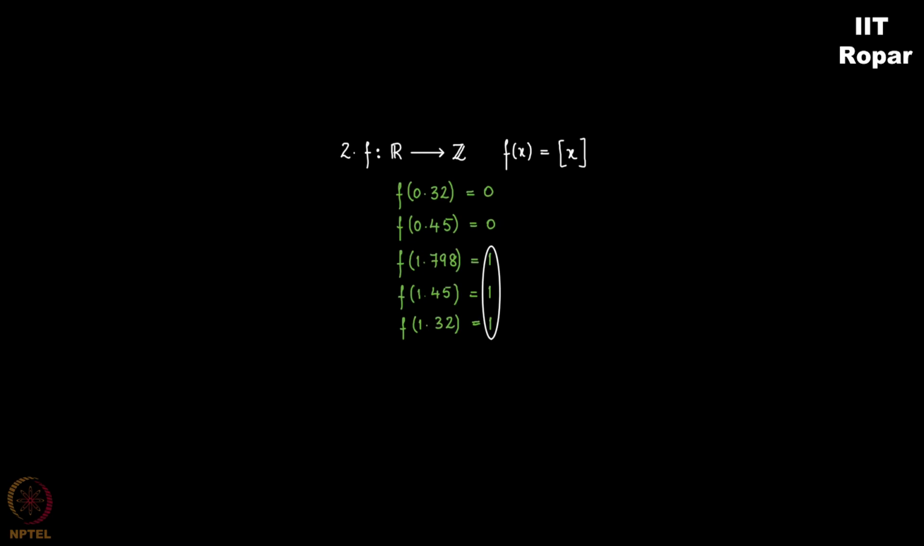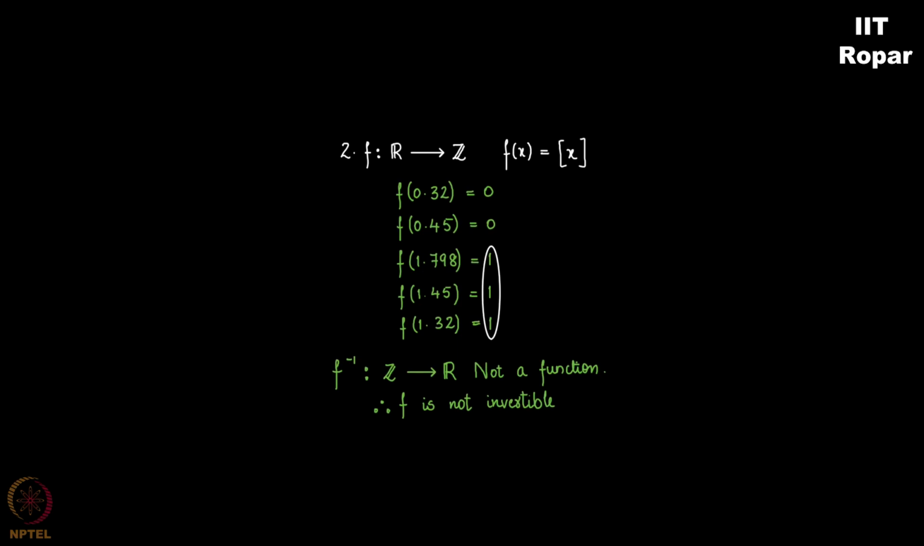If f is from R to Z, f inverse will be from Z to R. What is f inverse of 1? It will be associated to several numbers in the real line, and hence it will not be a function. And therefore, we cannot find the inverse of this function. It is not invertible.